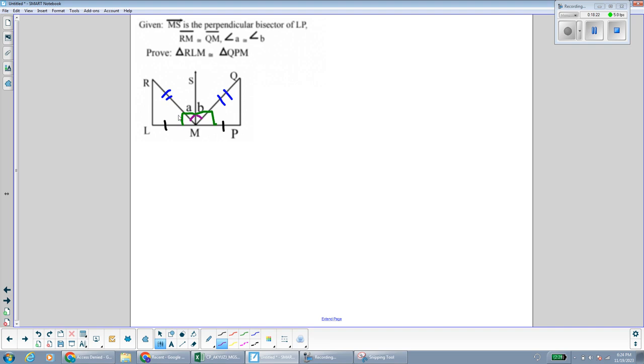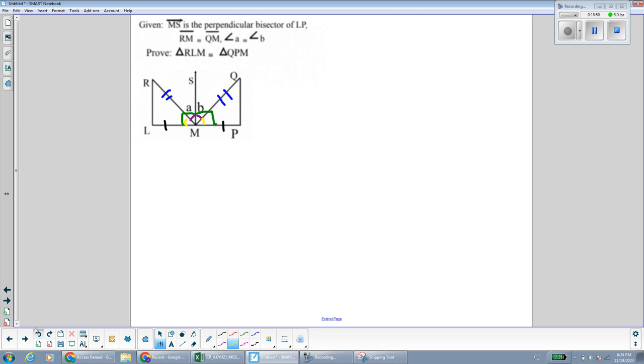This right angle is not the angle in the triangle. It's bigger than the angle inside the triangle. Same thing with this right angle. It's bigger than the angle inside the triangle. And the purple angles are outside of the triangles. If we want to have an angle in the triangles to use, we would need the angles that are actually inside the triangles, angle RML and angle QMP.